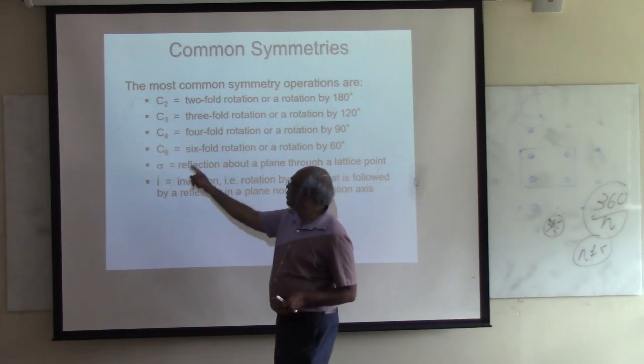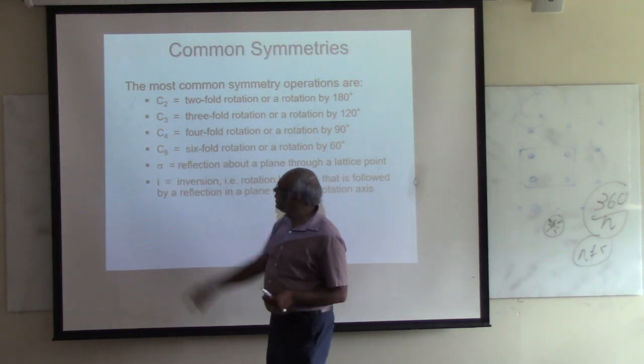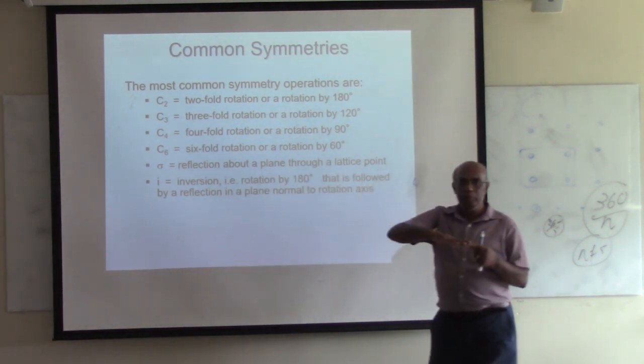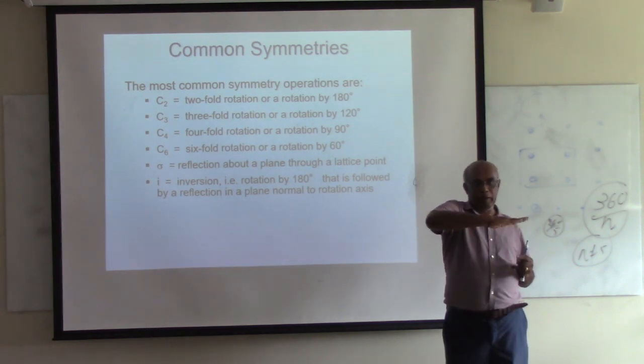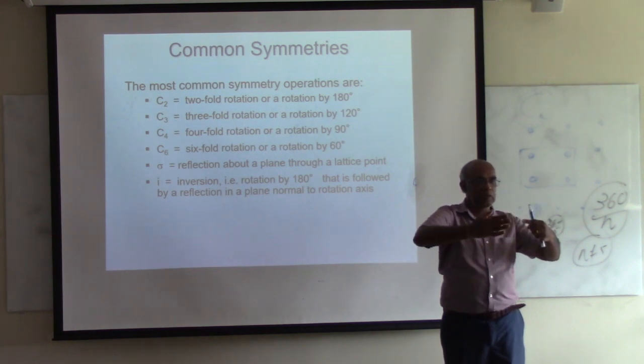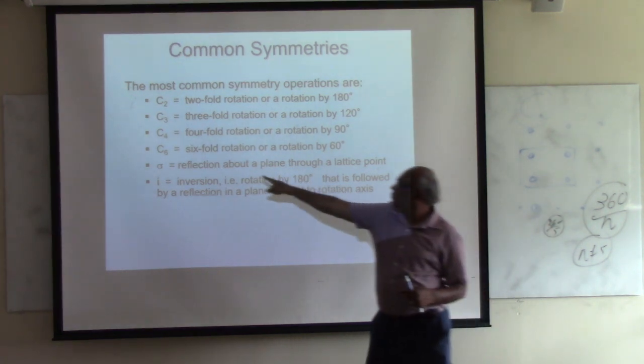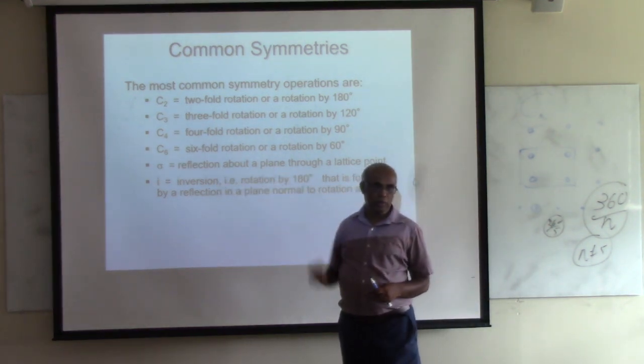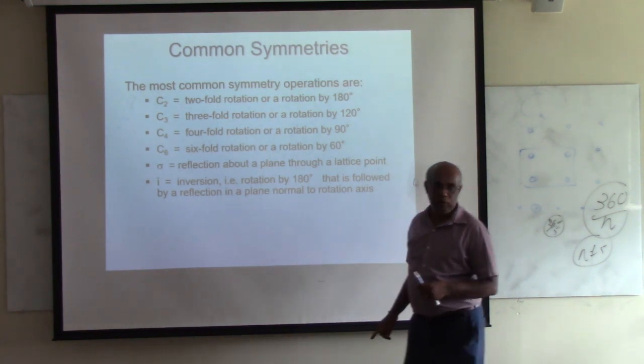So then there's another notation called the sigma. Sigma means reflection. If I take a mirror plane, right? If you take a reflection and you see the same structure, it has a sigma notation. Then I is the inversion.